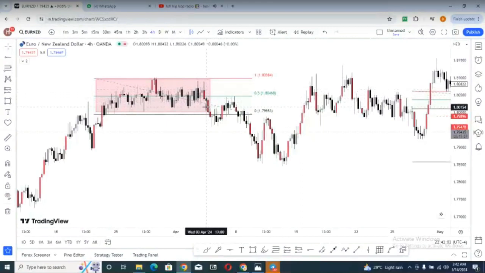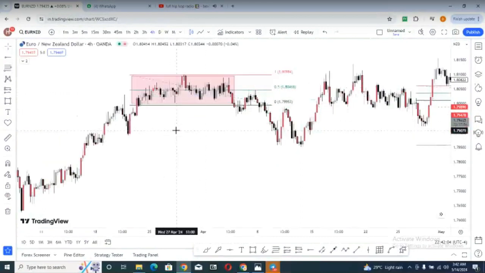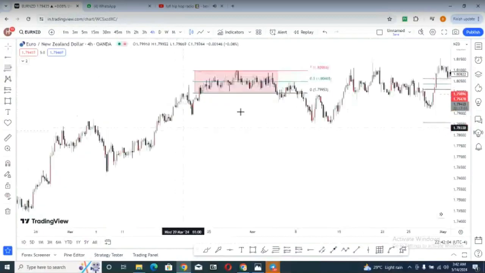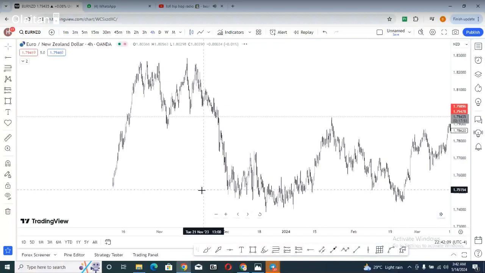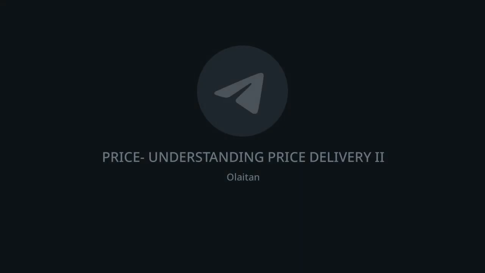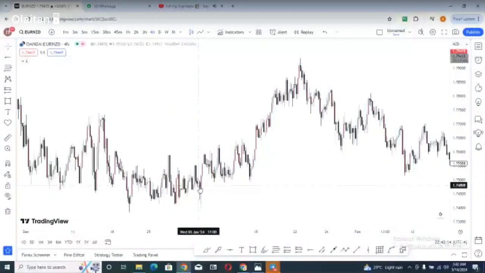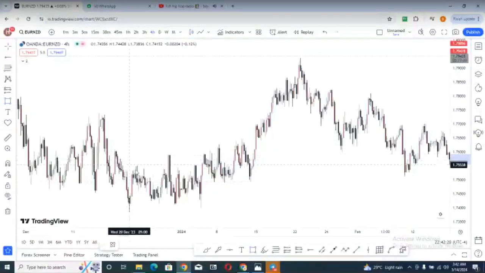So this is an example of a consolidation. I'm going to show you more examples of a consolidation. Now, are you seeing this? This is a consolidation also. This is a consolidation also.